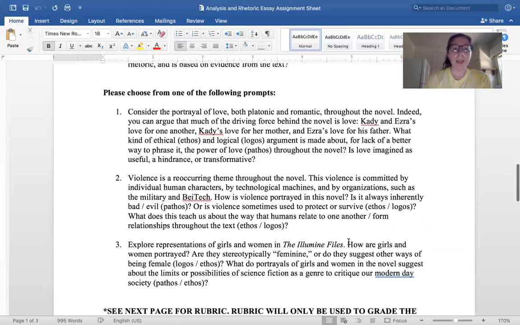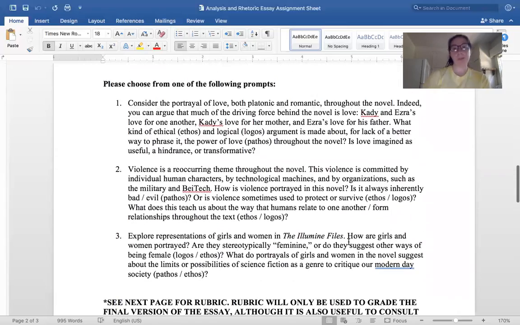Okay. And then it looks like I have 3 prompts for you guys. Okay. So consider the portrayal of love, both platonic and romantic, throughout the novel. Indeed, we can argue that much of the driving force behind the novel is love. Katie and Ezra's love for one another, Katie's love for her mother, and Ezra's love for his father. What kind of ethos and logos, or logical argument, is made about, for lack of a better way to phrase it, the power of love, pathos throughout the novel?